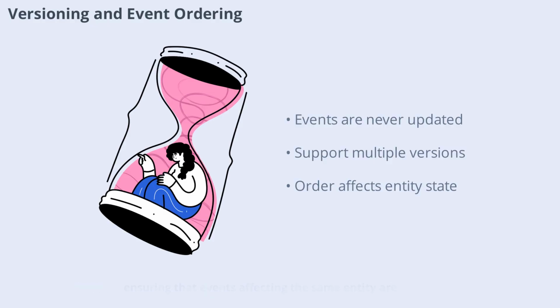Additionally, ensuring that events affecting the same entity are stored and processed in the correct order is vital, as the sequence determines the entity's state. Techniques like timestamps and incremental identifiers help maintain order and consistency.